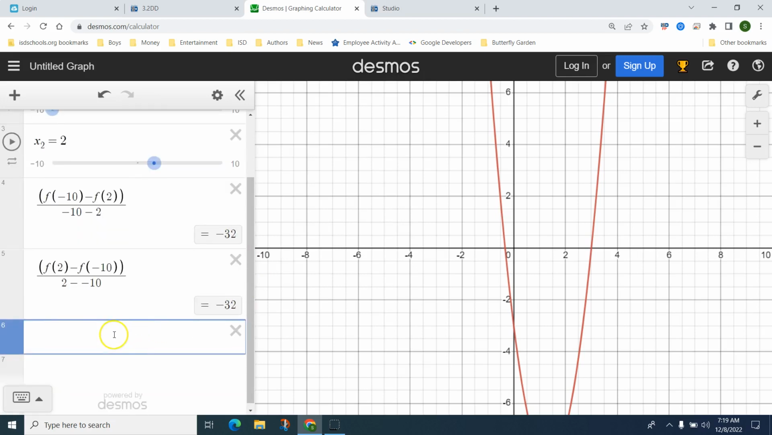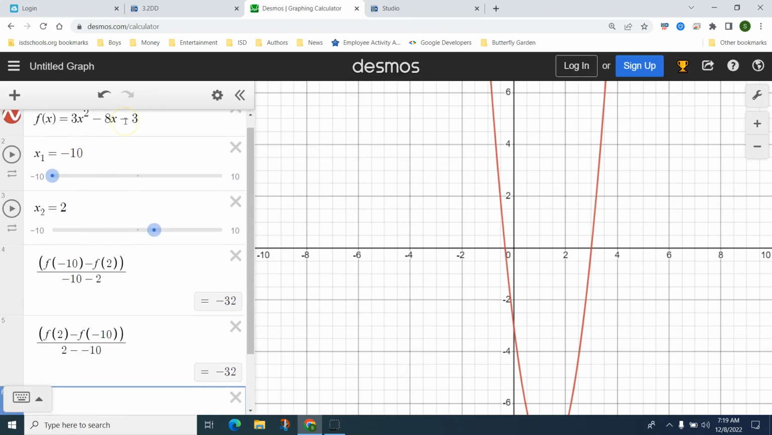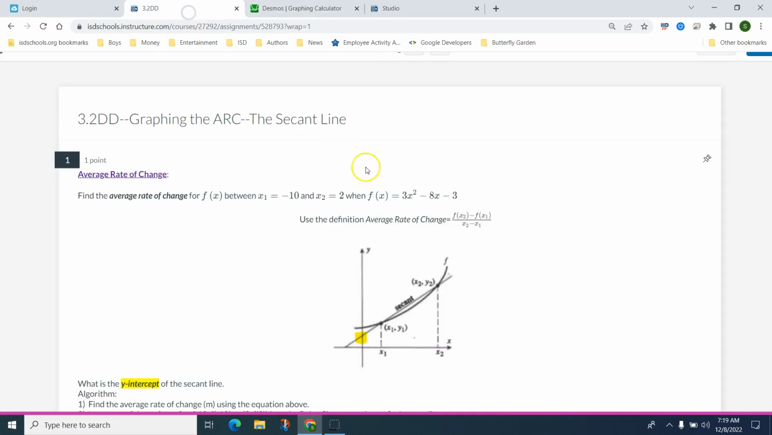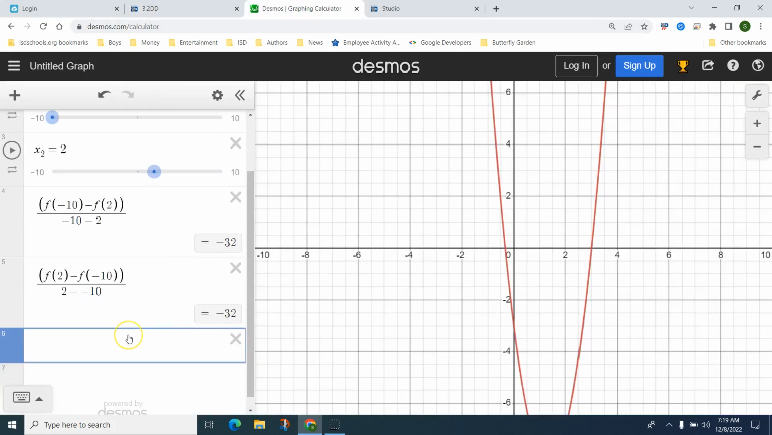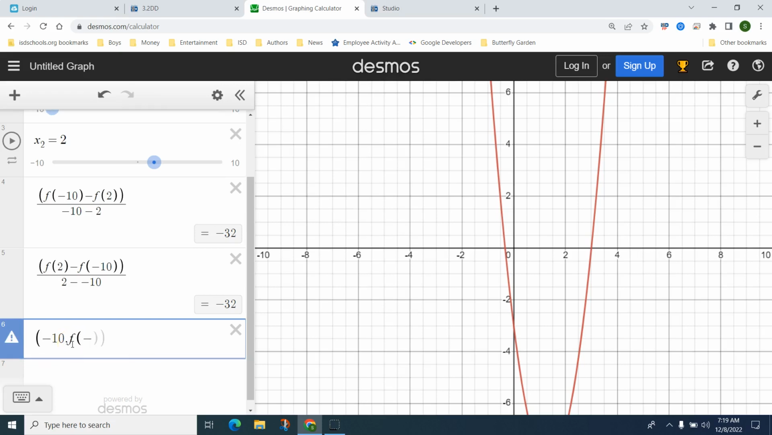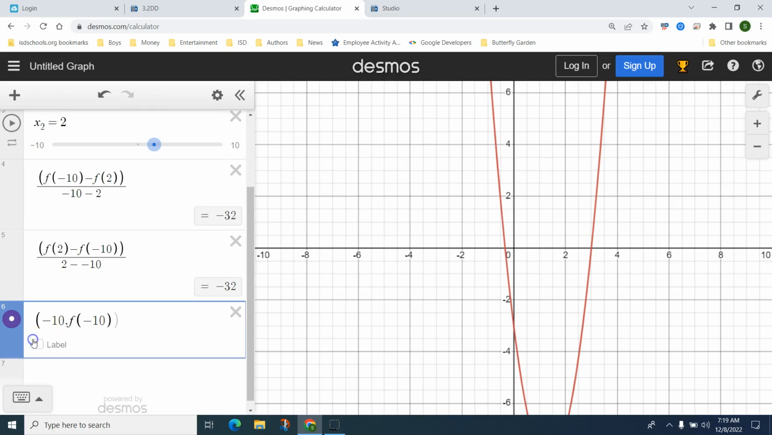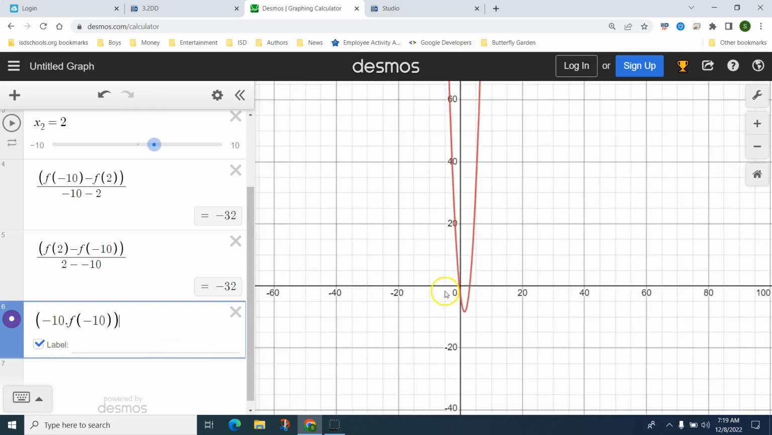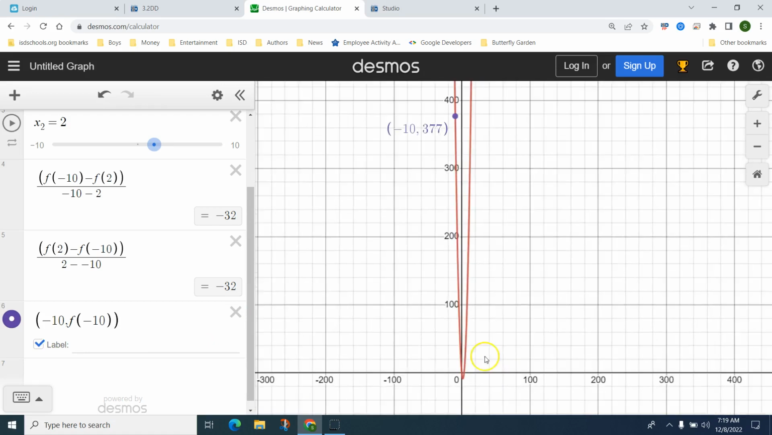Okay. So now I'm going to plot my points. One point the canvas gave me was negative 10. The other point is 2. Okay. So I'm going to plot these 2 points. So I have ordered pair, negative 10, and then comma, you need the comma there, so ordered pair, f of negative 10. Now give me my y value. Label it. Okay. There we go. There it is right there, 337. There's my y value right there.